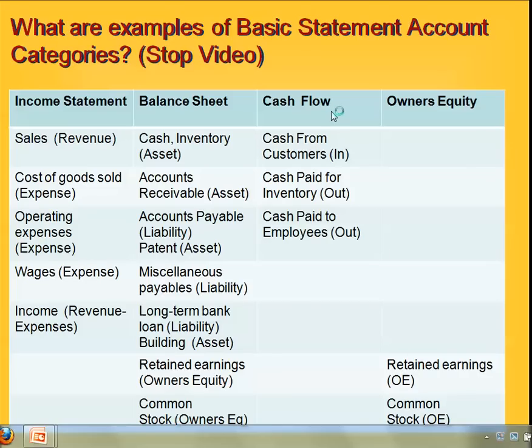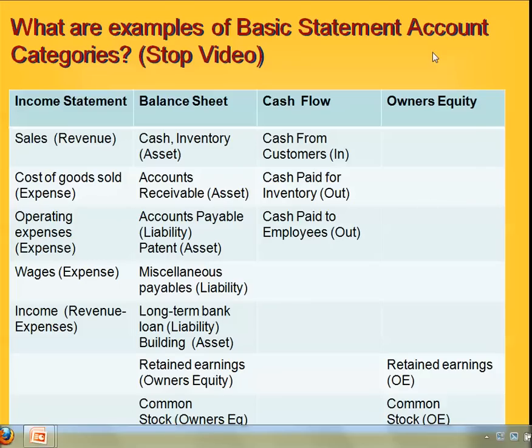Okay, then we have cash flow. As we talked about, cash flow is oxygen. Cash from customers, that would be cash coming into the business. Cash paid out for inventory, that would be cash going out of the business. And cash paid to employees, that would be cash going out of the business.